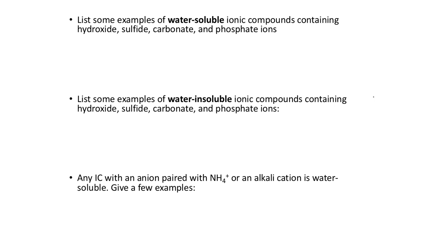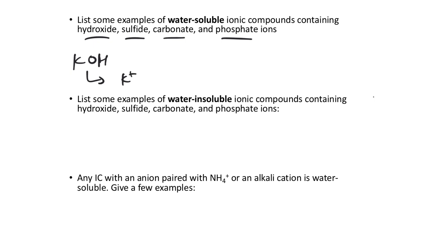But anyways, what are some examples of water-soluble compounds containing the hydroxide, sulfide, carbonate, and phosphate ion? Just to go through a couple of examples that are water-soluble: anything with potassium ion is going to be soluble. So if you had KOH, that has to be water soluble. In water, it would be potassium ion, and then we call the thing potassium hydroxide.